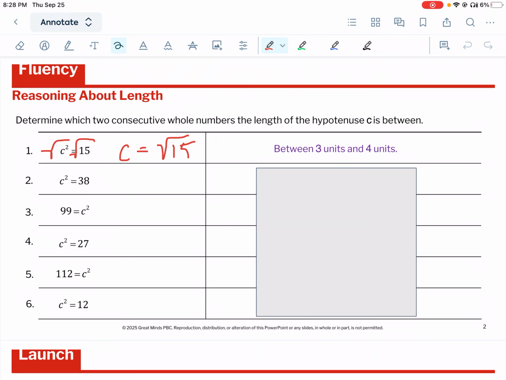Now you have to figure out what two numbers squared will give us values where the number 15 would fit in between. I know off the top of my head that 3 squared is 9, and then 4 squared is 16. And we know that 15 sits somewhere in between 9 and 16, so our answer is between the units of 3 and 4. That is where the square root of 15 will fit in.